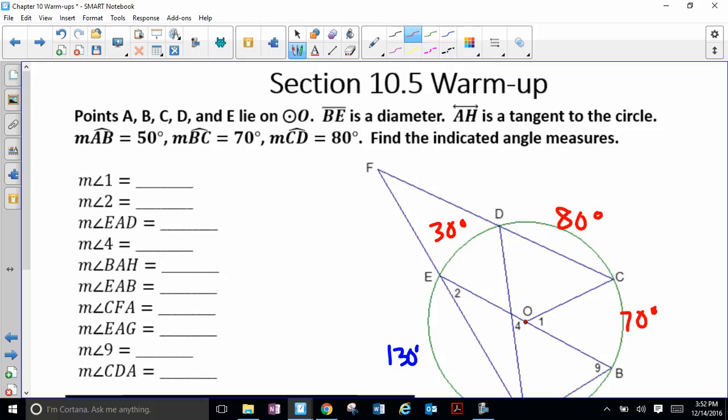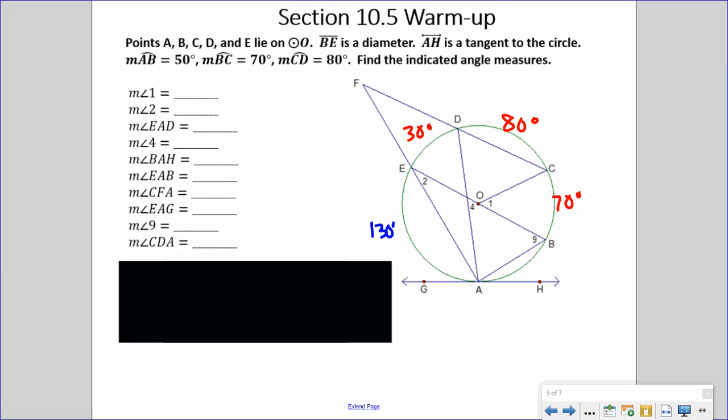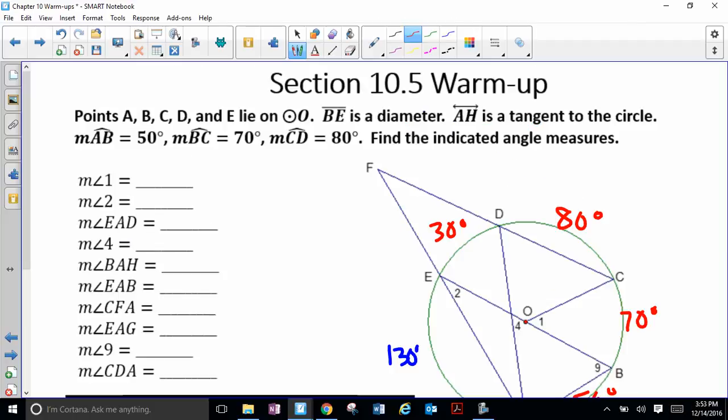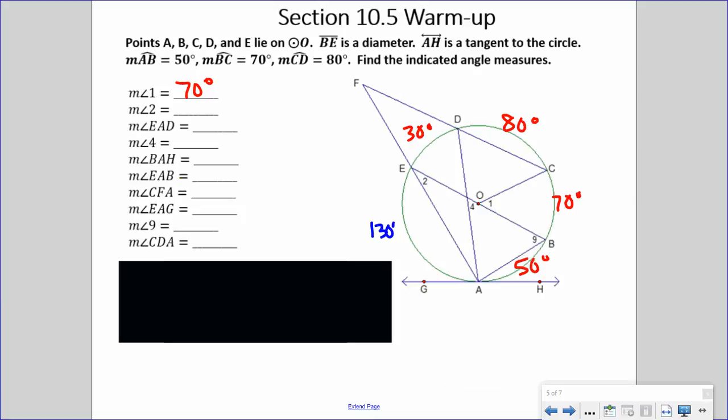All right, so measure of angle 1. So angle 1, the vertex is on the center. So remember, we ask ourselves, where's the vertex? The vertex for angle 1 is on the center. So you should have gotten that the measure of angle 1 is just 70. It has to be the same as its arc. Okay, angle 2. Angle 2, the vertex is on the circle. So when you follow that angle, its arc is arc AB. So remember, when the vertex is on the circle, you take the arc divided by 2. So angle 2 should have been 25 degrees.